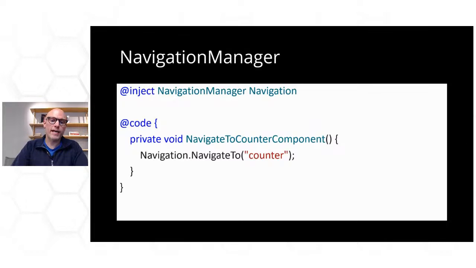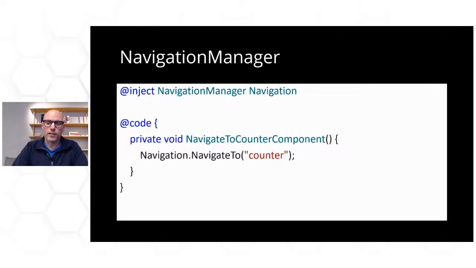You can also navigate through code like in an event handler if you need to do that. And then you need to inject the NavigationManager so you can get the reference to that. And then somewhere in your code, you can call the NavigateTo method and just the name of the route that you want to navigate to.